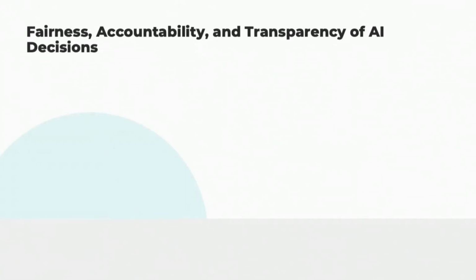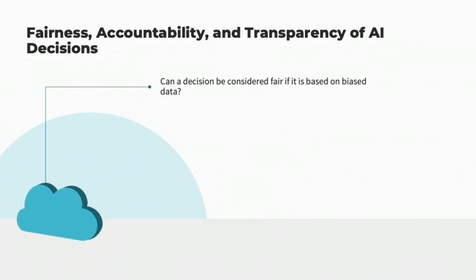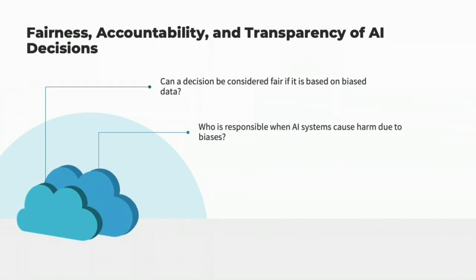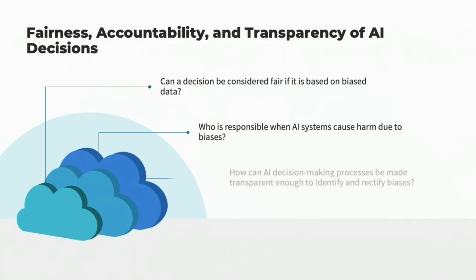There are some important questions that can challenge us to consider the values we wish to uphold in an increasingly automated society. Can we consider a decision fair if it's based on biased data? Who's responsible when an AI system causes harm due to its biases? And how can we make AI decision-making processes transparent enough to identify and rectify these biases?